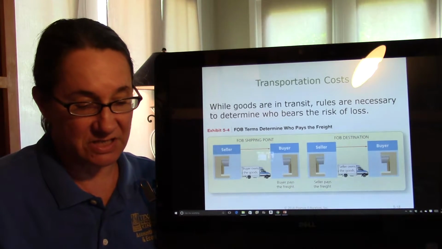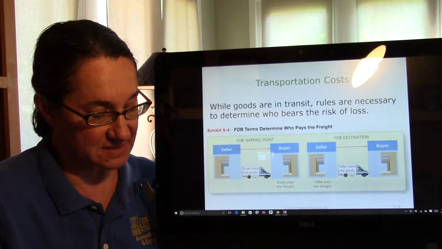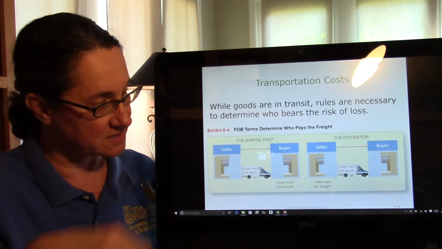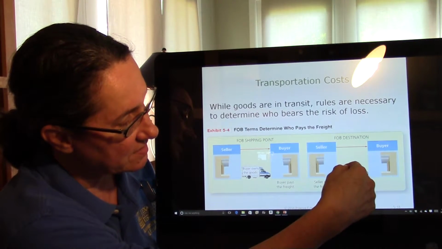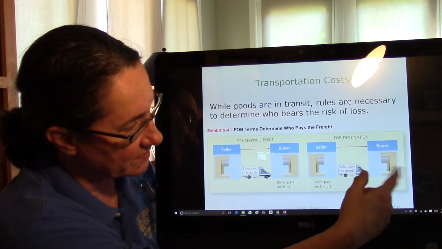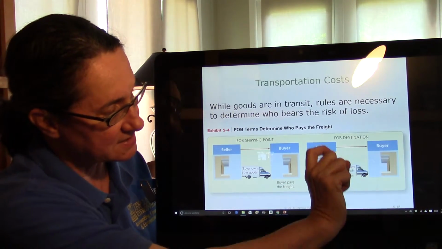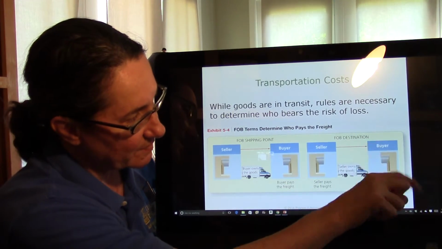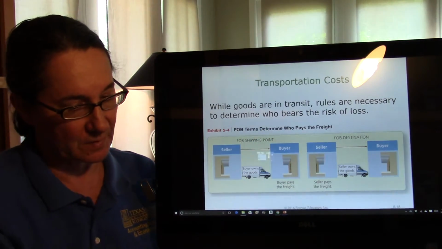FOB destination is a situation in which the buyer takes ownership of the goods at the delivery destination point and the seller pays the freight, right? So you can see FOB destination, it's getting on the truck and it stays belonging to the seller until it gets to the buyer, so they're paying for everything on the way because it's still theirs, right? So FOB destination means it belongs to the buyer when it gets there. FOB shipping, it belongs to the buyer from the shipping.